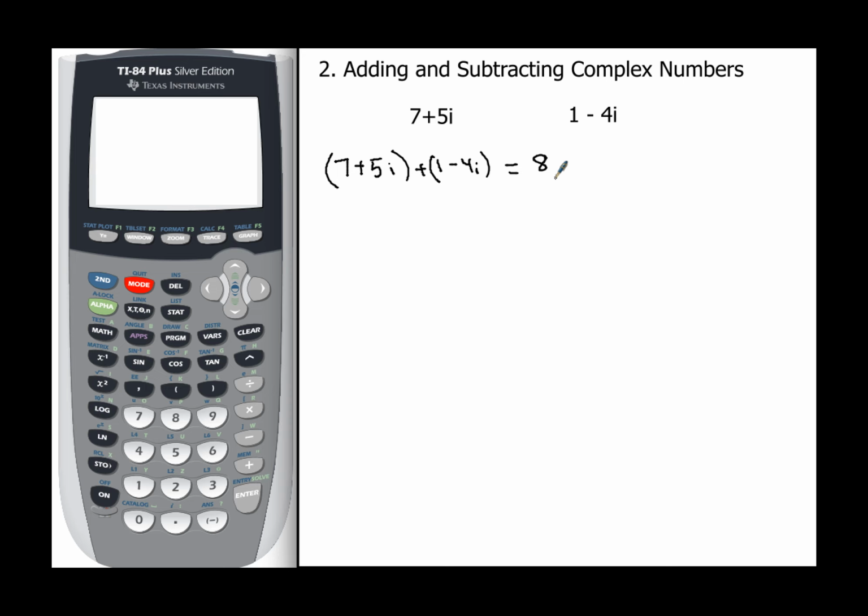And then when you combine the imaginary number parts, 5i plus negative 4i, you end up with plus i. And that's it. That's all there is to it. Sometimes it might be easier for you to see that if you write it vertically instead of horizontally. So if you have it written like this, it's a little bit easier for some people to combine.